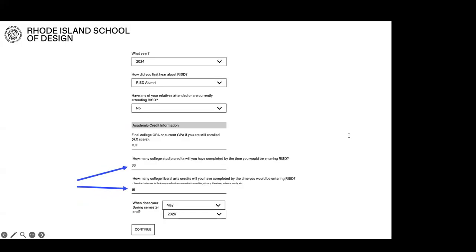You'll also find here is where we will ask you about the college classes you've taken or are in the process of taking. So again, to apply as a transfer, you'll need to have 1 full year at an accredited college by June of the year in which you're applying.